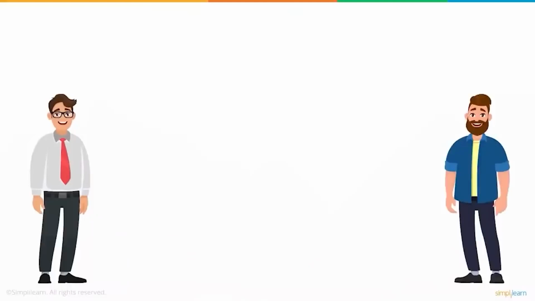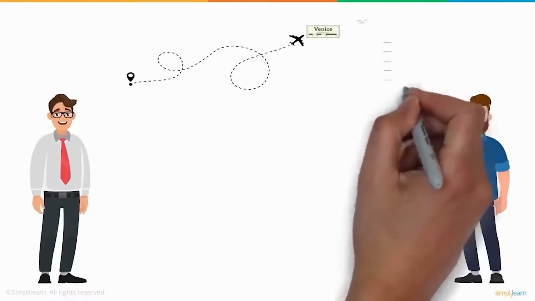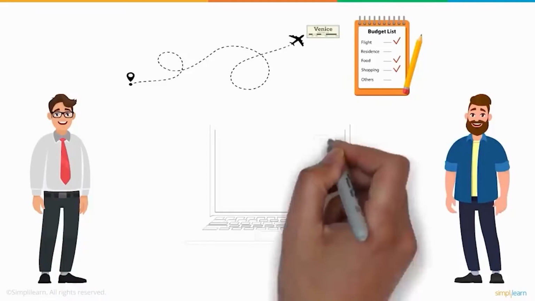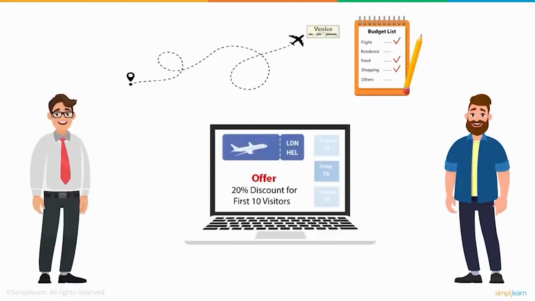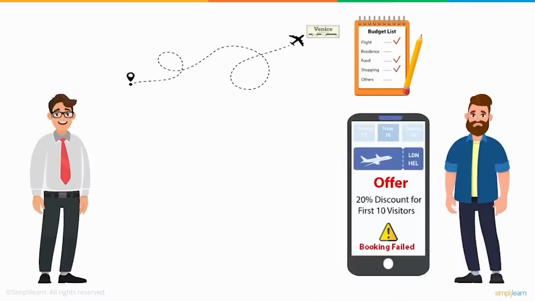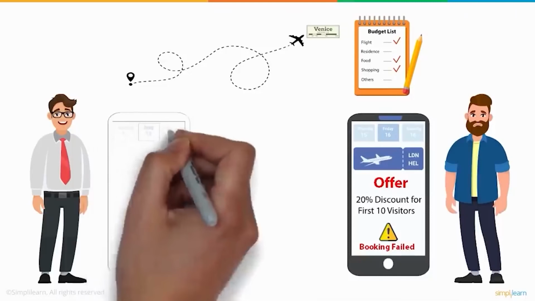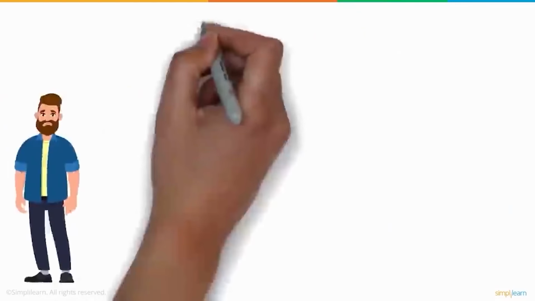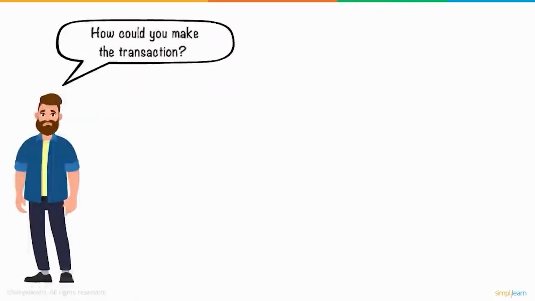Meet Frank and Daniel. One day they decide to go for a trip to Venice. They made a budget list for all their expenses like residence, flight, etc. They thought of making their bookings online from a site that offered discounts to the first 10 visitors on that day. While making their respective flight bookings, Daniel's transaction failed and he missed the offer going on. On the other hand, Frank paid his share very quickly and easily and became one of the 3 lucky draw winners. Daniel was surprised and asked Frank how he could make the transaction when Daniel himself could not.